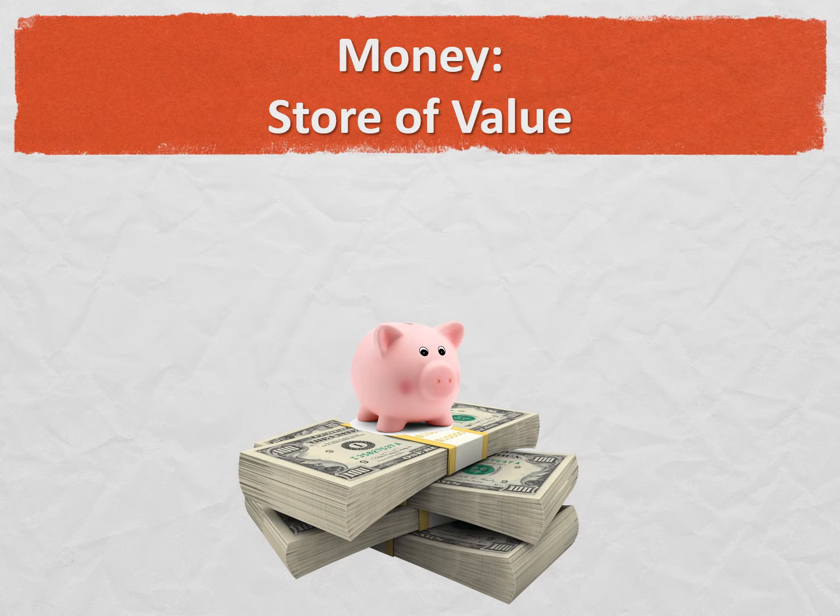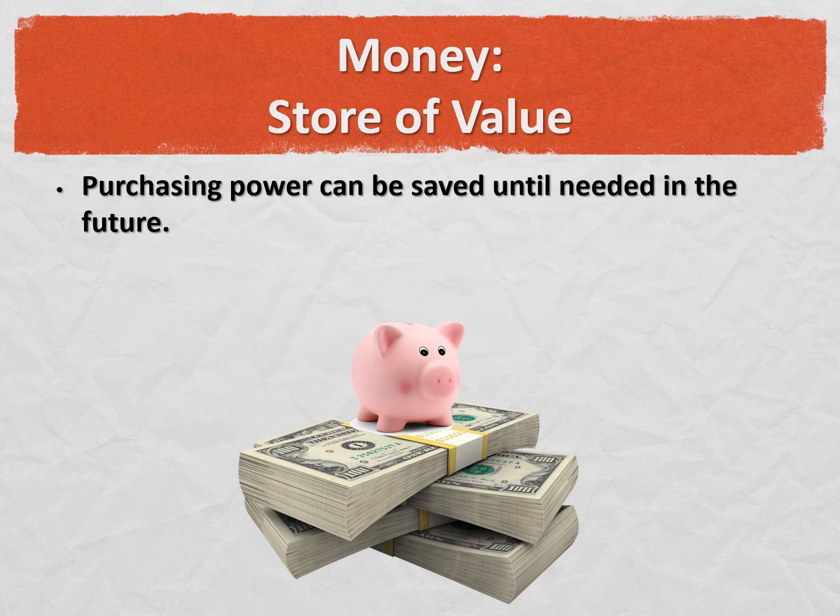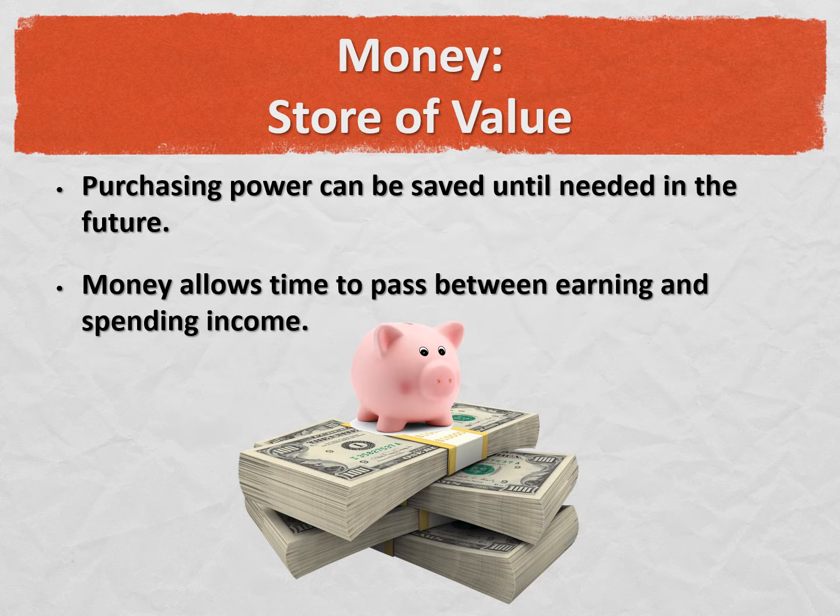All right, so how does money store value? Well, purchasing power can be saved until needed in the future. So if I take out money from the bank, it doesn't mean that I'm using that money at the exact second, but it means that I will be able to use that at the needed time in the future. Money allows time to pass between earning and spending income.